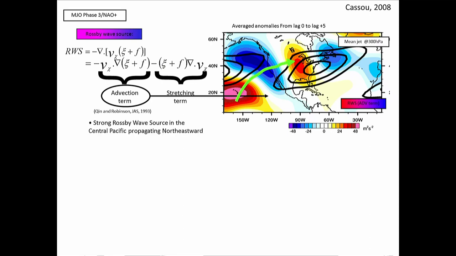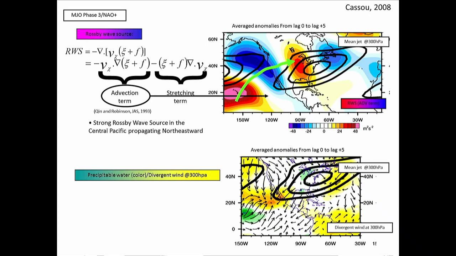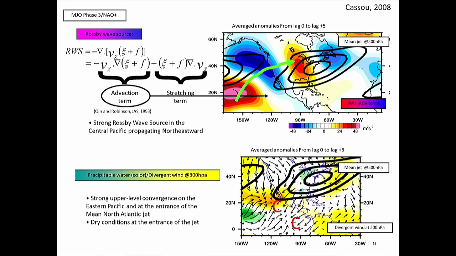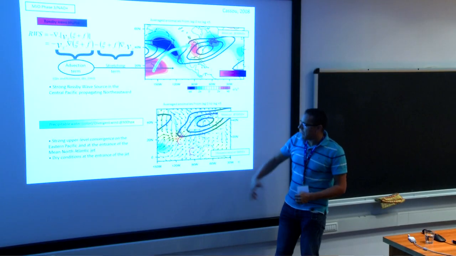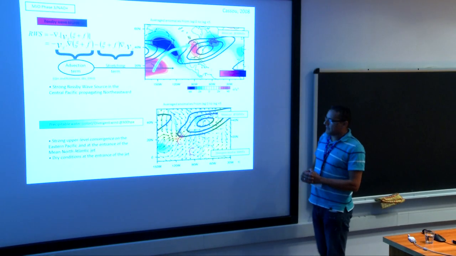So strong Rossby wave source in the central Pacific is propagating northeastward. If we try to see what happened in the entrance of the North Atlantic jet stream, we're going to see that, related to this Rossby wave source, we end up having a strong upper level convergence on the Eastern Pacific and at the entrance of the North Atlantic jet. And also, related to this convergence, having this dry condition at the entrance of the jet.